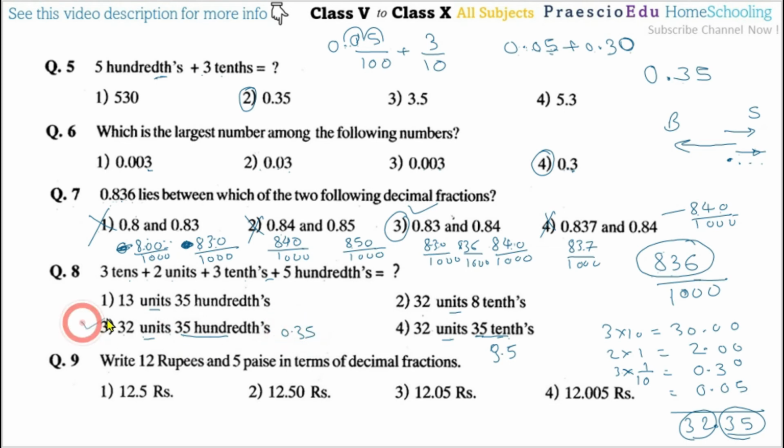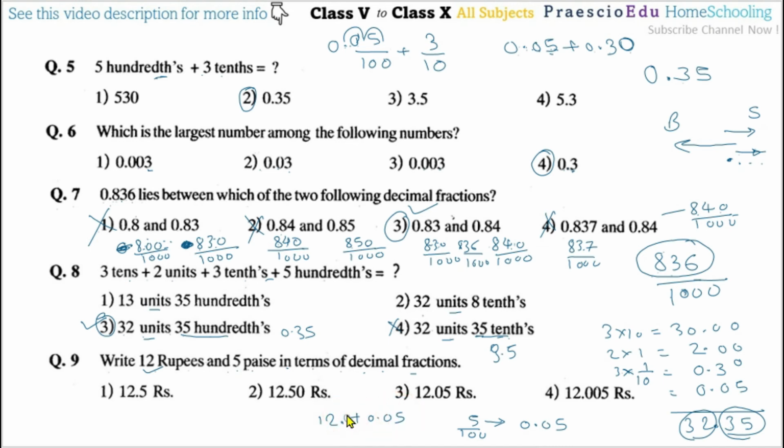So this is a correct one and this is incorrect one, so option number 3 is correct. Now question number 9: write 12 rupees and 5 paise in terms of decimal fractions. 12 rupees means 12 and then the decimal point comes, because this is the complete integer or whole number. 5 paise we can convert into rupees: 5 paise divided by 100, which means 0.05. And this is 12 plus 0.05.